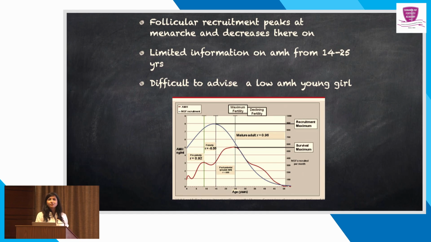This is the trajectory we are discussing with them, because AMH, that primordial pool, has still not got expressed, and till the time she goes into 20 to 25 years of age, the AMH is going to increase.